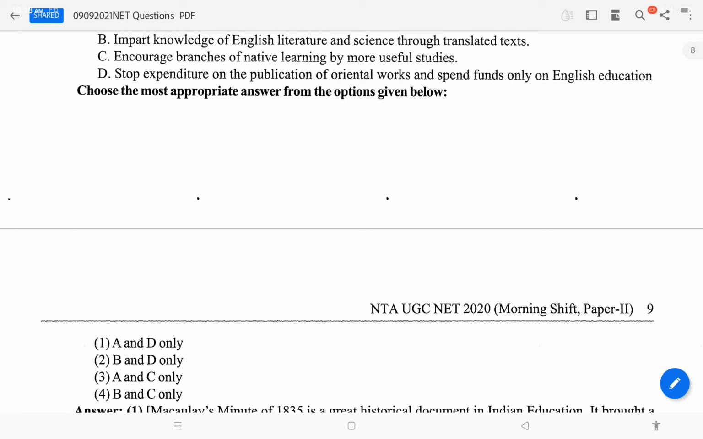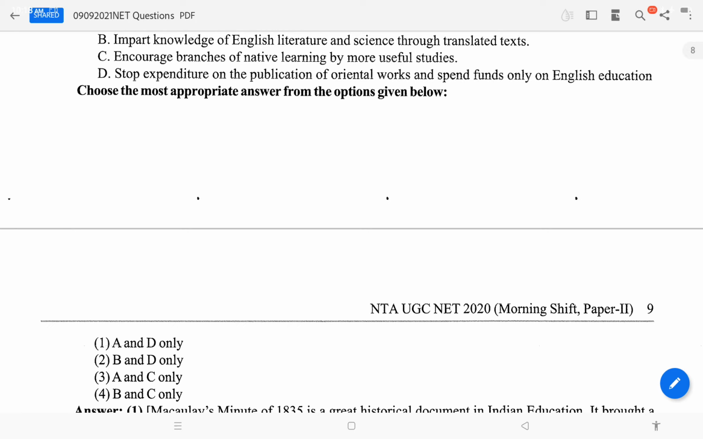Virginia Woolf's essay A Room of One's Own, which was written in 1929, addressed the status of women and women artists and asserts that a woman must have money and a room of her own if she is to write. So, both are feminist works. Let's see the next question.